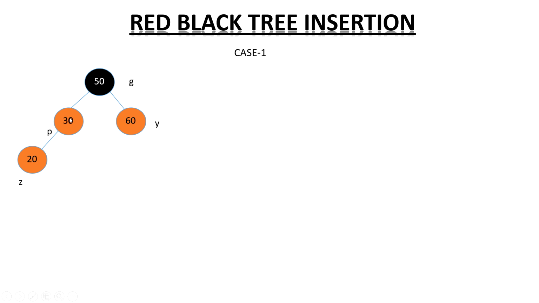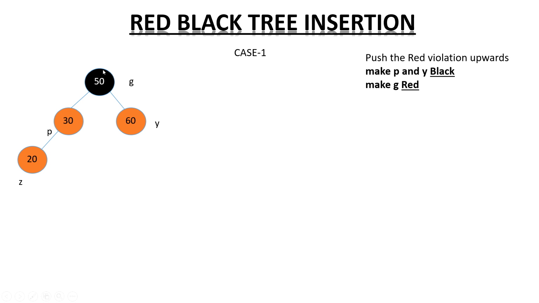So Z is red, the parent is red, and the uncle is also red. So in this case, we have to push the red violation upward. To do so, we have to make P and Y black and make the grandparent red. And what is actually meant by pushing the red violation upward?